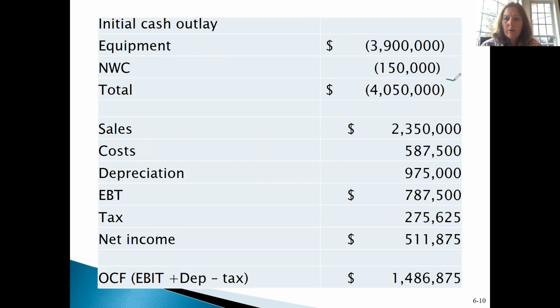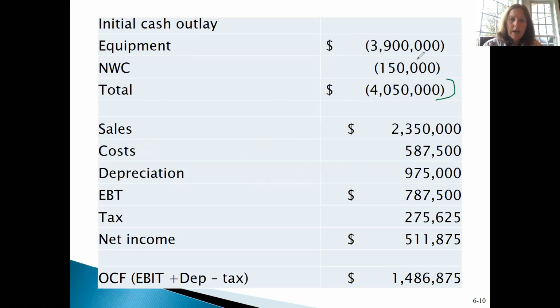Okay, so what do we have? We have an initial outlay of $4,050,000, the $3.9 million piece of machinery, and the $150,000 we have to spend initially in working capital. Then we go to our pro forma. We have sales of $2,350,000 per year. We have costs of 25% of that. 25% of 2.35 million is 587,500. We have depreciation. It's straight line depreciation for 4 years. So 1/4 of the $3.9 million initial outlay gives me depreciation expense of 975,000 per year. Subtract depreciation costs from sales to get to my EBIT. We're just not counting interest right now.